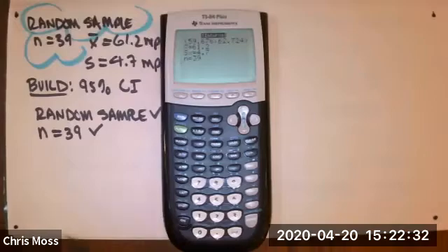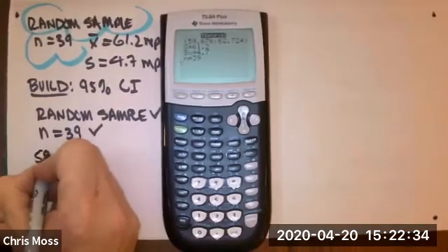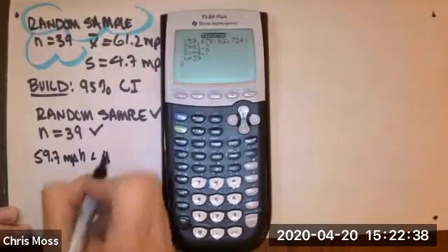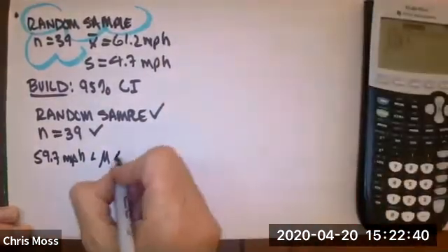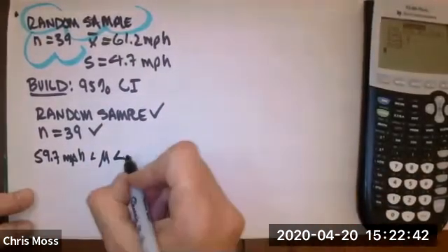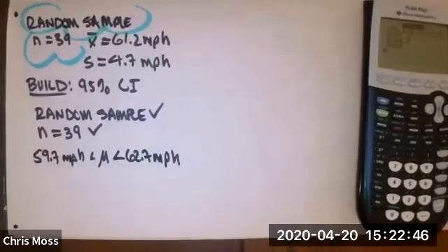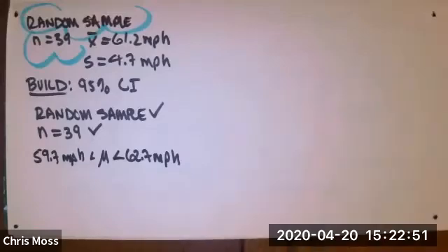So 59.7 miles per hour less than mu less than 62.7 miles per hour. So there's my first example.